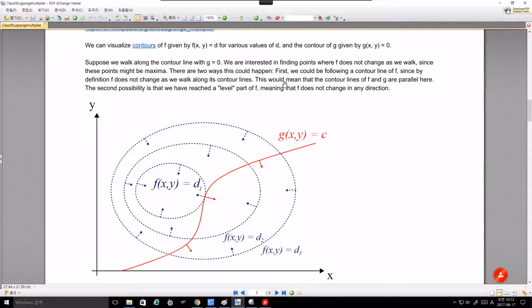This would mean that the contour lines of f and g are parallel here. So at this point, they are parallel; they are tangent to each other. The second possibility is that we have reached a level part of f, meaning that f does not change in any direction, like this one.